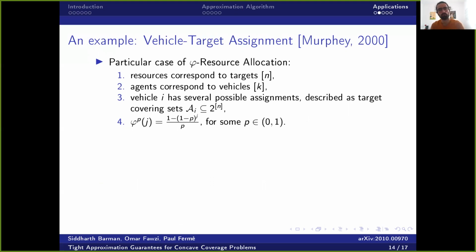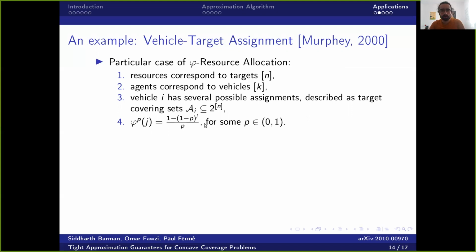So this has to do with the military. You've got resources, which correspond to targets. So the elements are targets. The agents correspond to vehicles. Each agent is a vehicle, and each vehicle has several possible assignments. It has several positions, and this means it protects some targets.